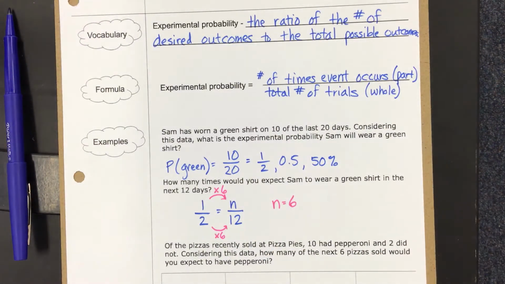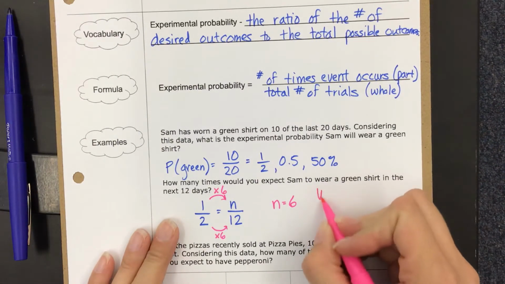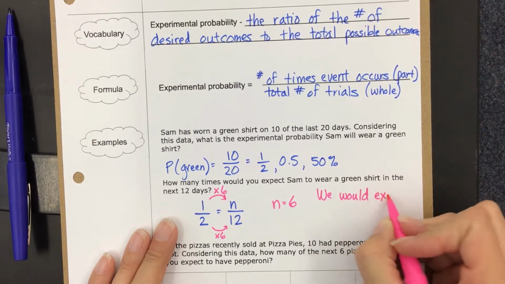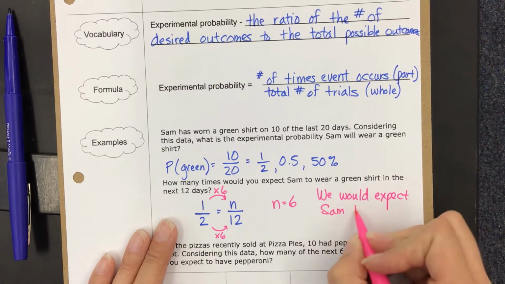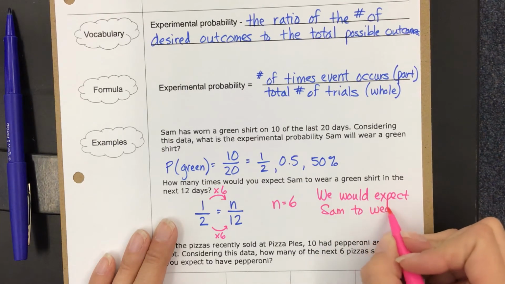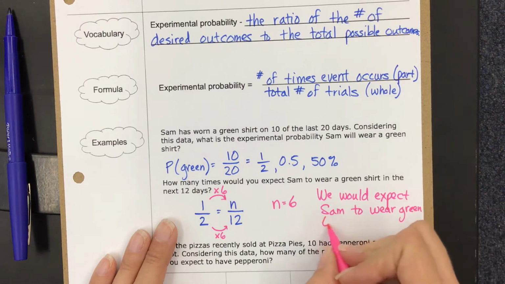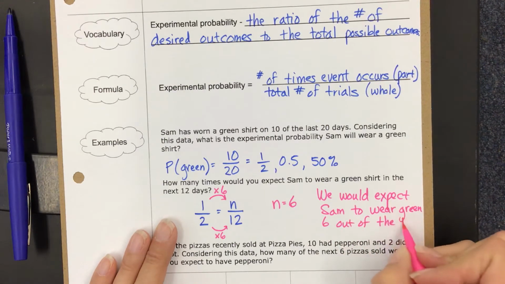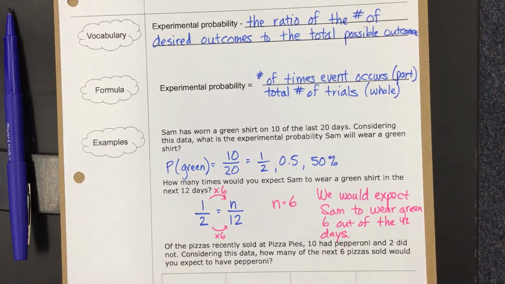Now, when you have a question in words, I want you to answer in words. So we're going to say, we would expect Sam to wear green 6 out of the 12 days. Okay?